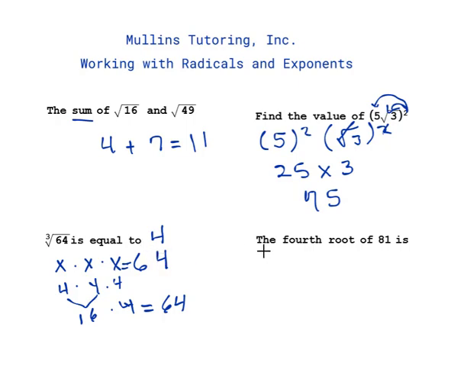In the last problem, they want to know what the fourth root of 81 is. If I was going to write this in this form, the 4 would go here, and 81 would be inside. So they're asking what number times itself 4 times is going to give me 81.